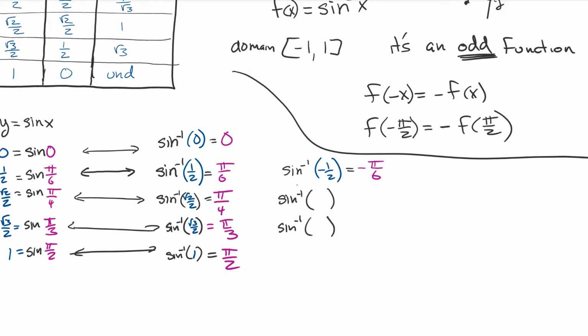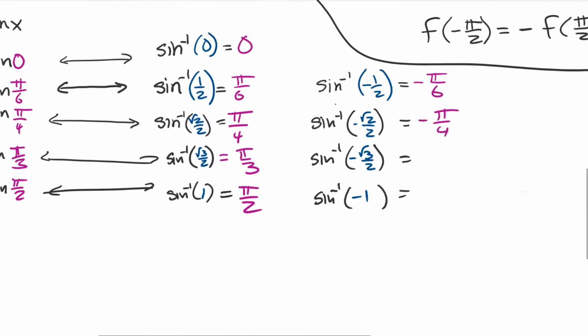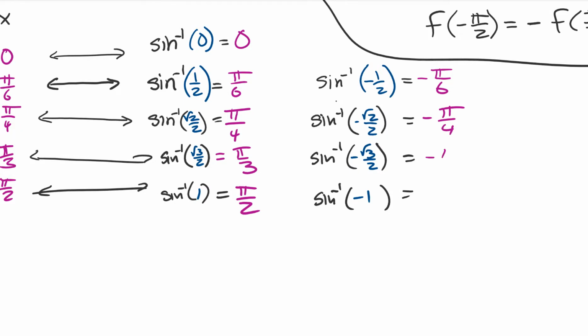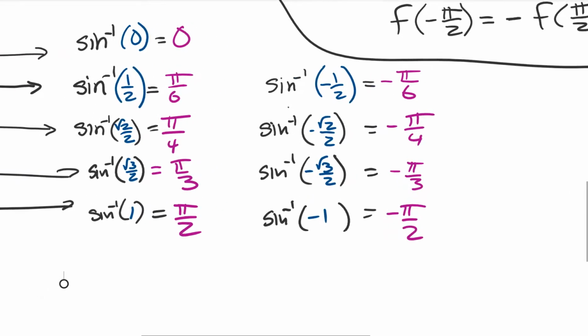Write in the rest of them. So we're going to have, we'll put in our negative root 2 over 2. We'll put in our negative root 3 over 2. We'll put in our negative 1. And I'm pretty sure you can probably tell what's about to happen. You're going to get that negative pi over 4. We get our negative pi over 3. And then we get our negative pi over 2. Now there's going to be all of our different common angle values that could pop out.